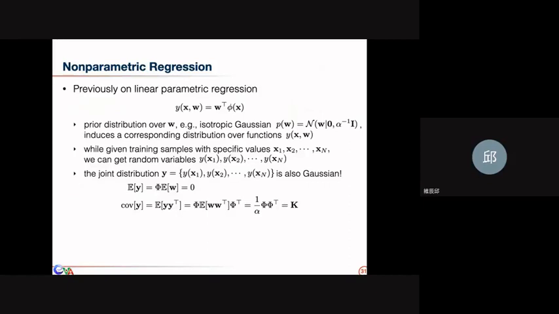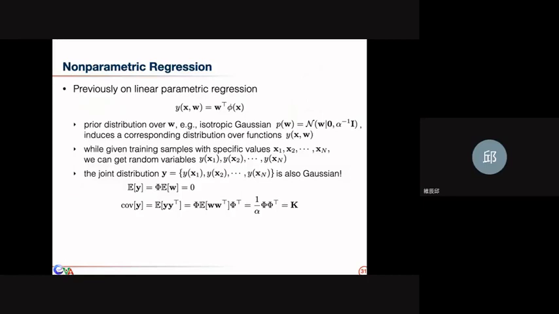So of course, we can put a prior distribution on the parameters, right? We can have some prior knowledge about the possible parameters for my model. So for example, I can put a prior distribution on the parameters of my regressor. For example, I can put an isotropic Gaussian as the prior distribution over my parameters.